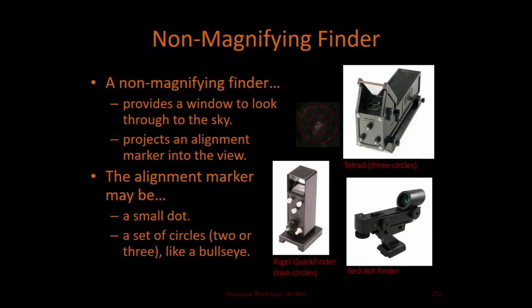These are non-magnifying finders. You can see them here on the scopes. It's hard to see on the projector, I'm sorry, but they basically project a bullseye ring pattern onto the sky. If you look through that and place your star or whatever in the center, it'll be in the telescope. And they come in a couple different variations here.